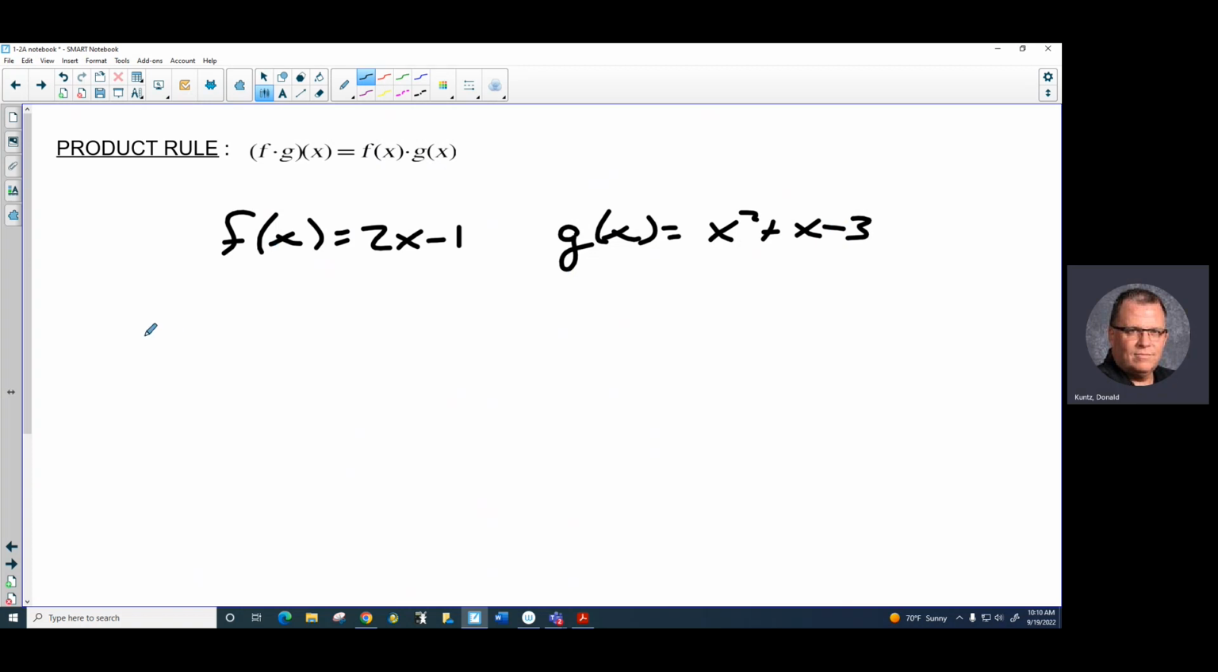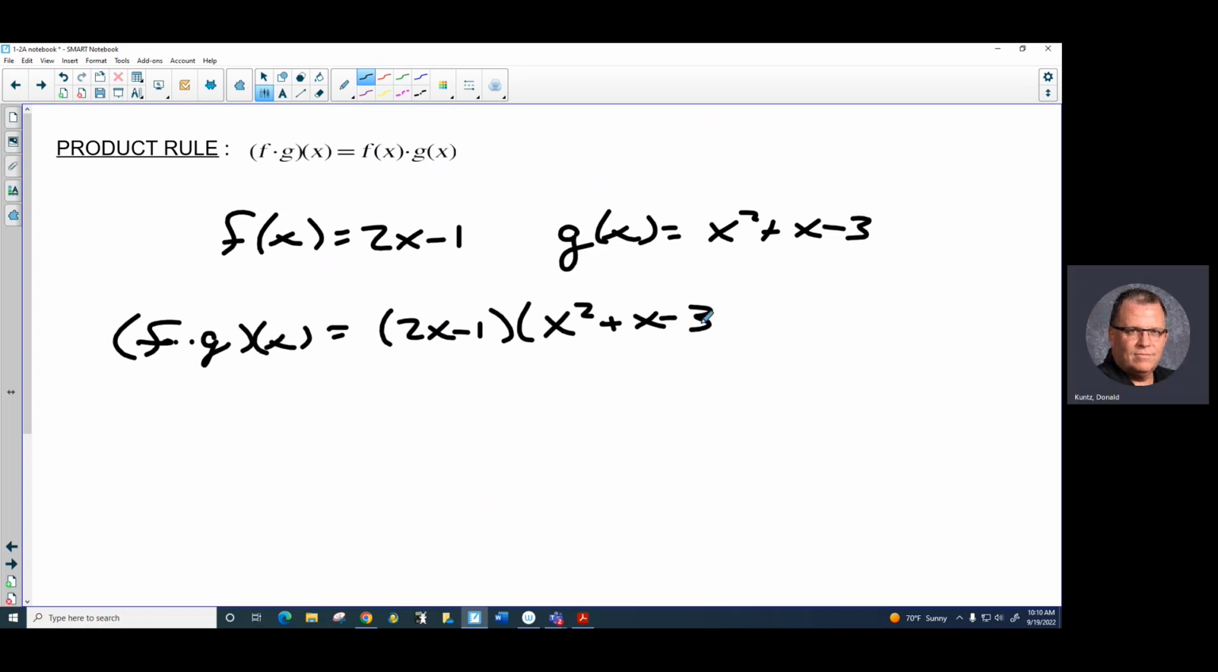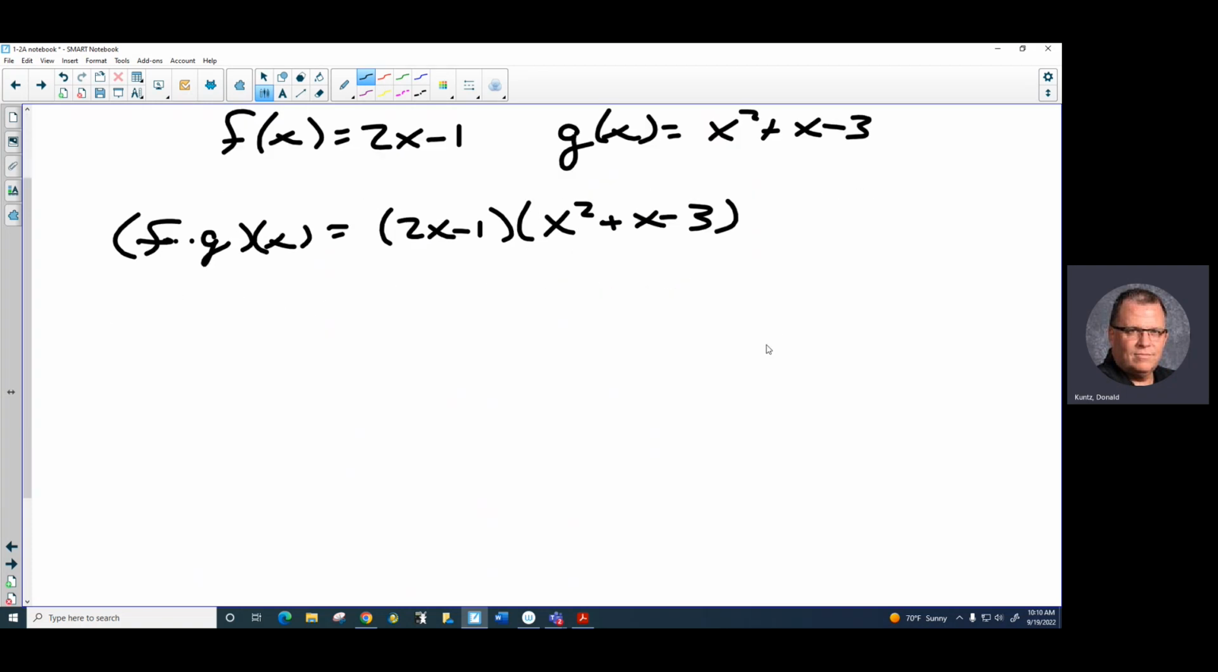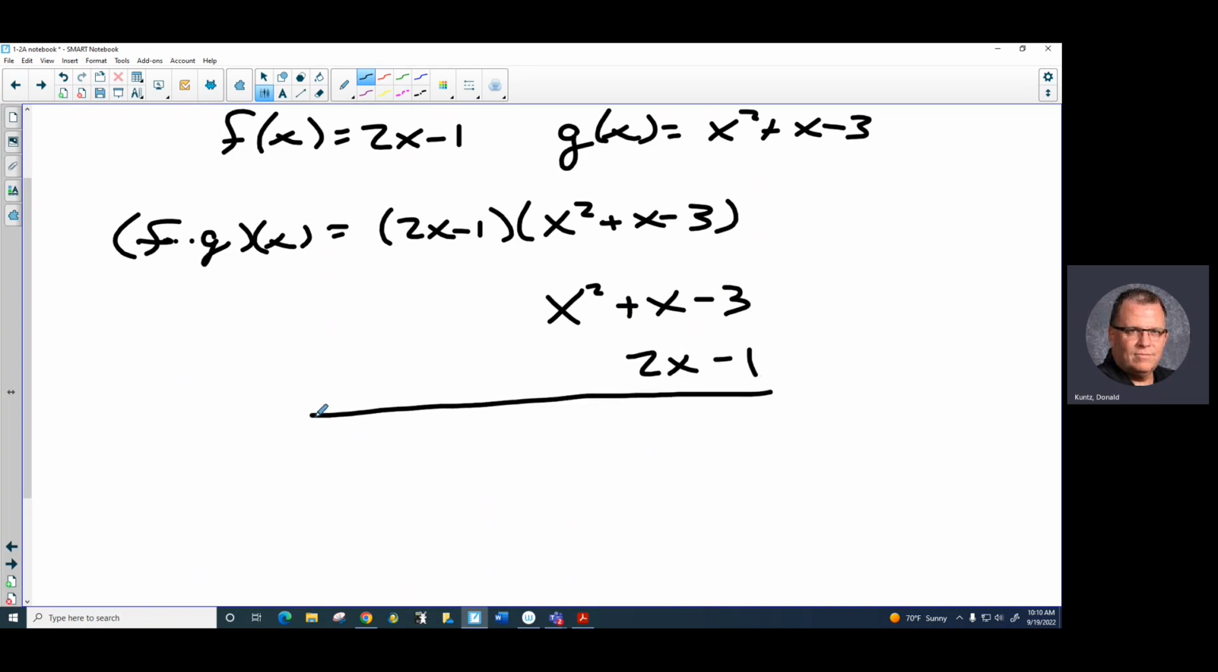So now if we did f times g of x, that's going to be equal to 2x minus 1 times x squared plus x minus 3. And we just have to multiply this out. You can use distributive property on this directly and list these out, but I'm going to use this as an opportunity to reinforce what I showed you the other day, which was doing long multiplication with polynomials.